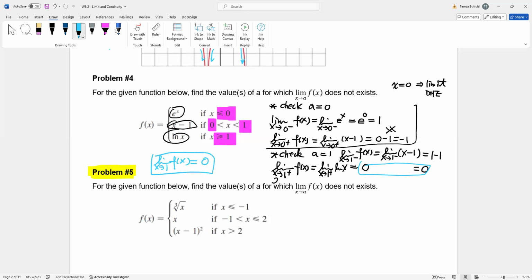So for these answers, which one does not exist? That will be x equals 0. This is the one where the limit does not exist. So you'll be able to do problem number five. I encourage you to try redoing problem number five to see if you'll be able to reproduce it or not.